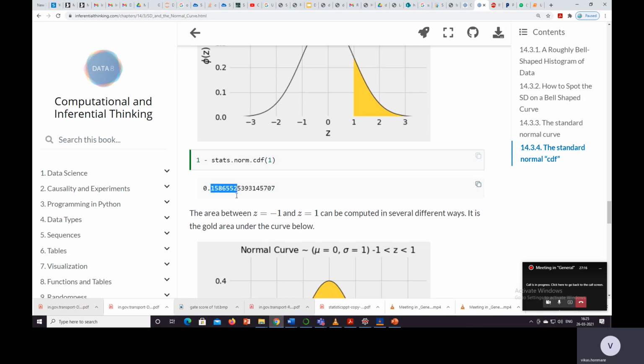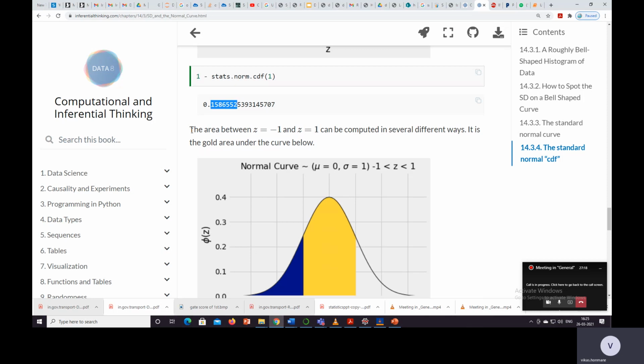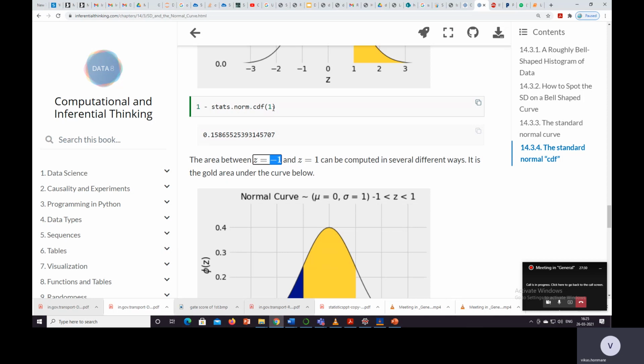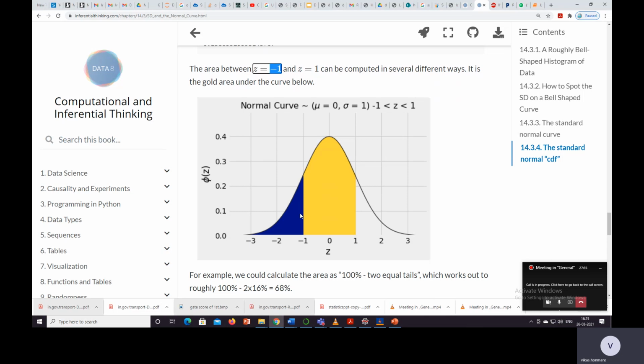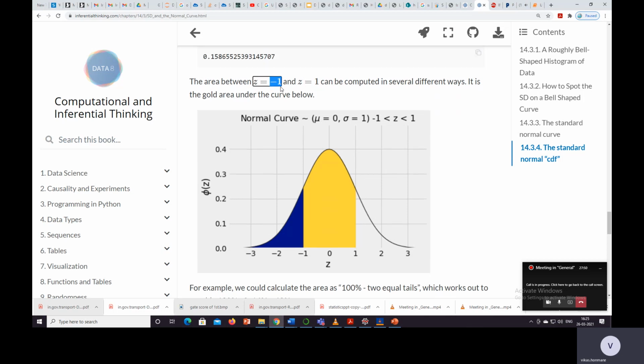It is 0.16. Then the area between z equal to minus 1 and z equal to plus 1. Whenever we say minus 1, with the function stats.norm.cdf we get the area to the left of this minus 1. And we have to pass this. Let me explain this point again.